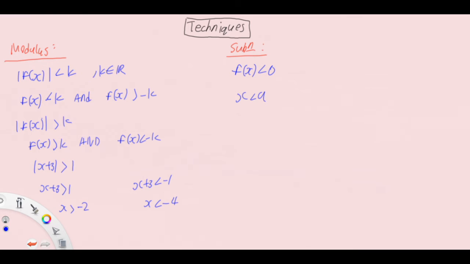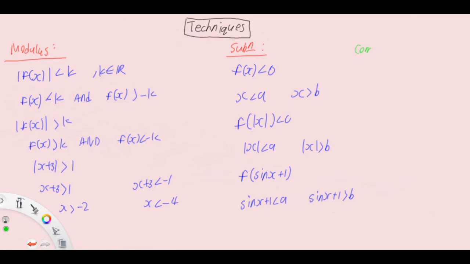We then move on to the last technique, which is substitution, where if we have f of x less than 0 and the solutions are x less than a or x more than b, then for f of mod x less than 0, just substitute every x with mod x, and that's it. If you substitute x with sine x plus 1, just substitute sine x plus 1 in the solution.